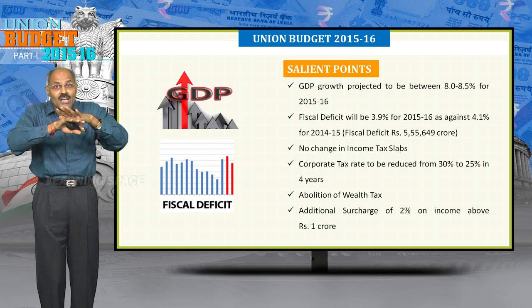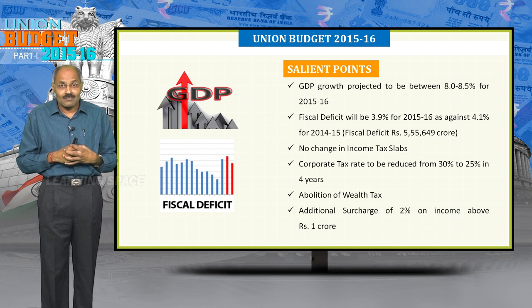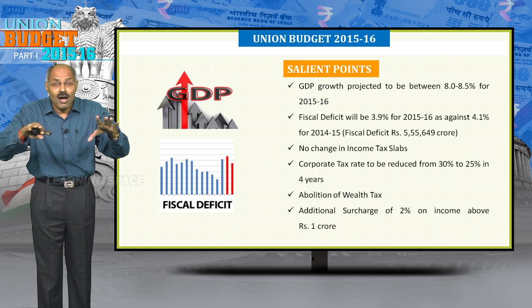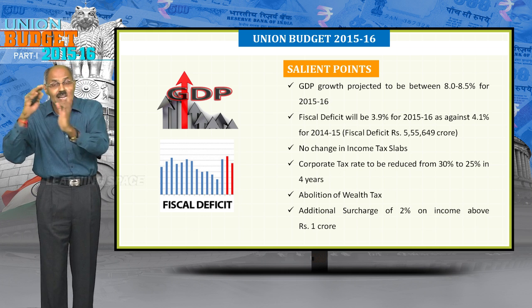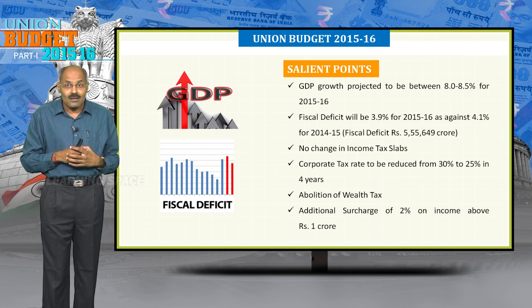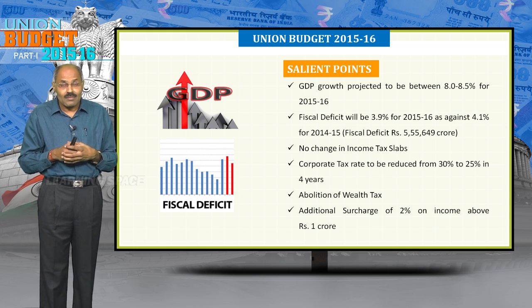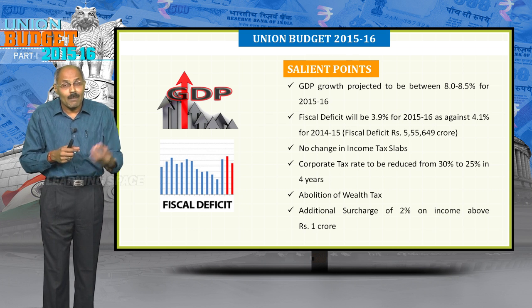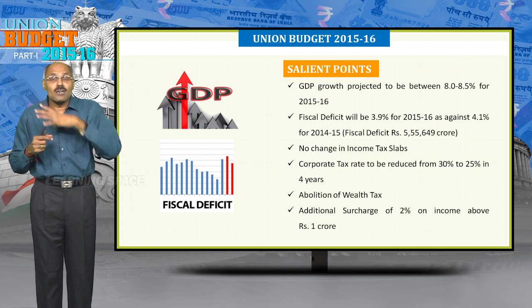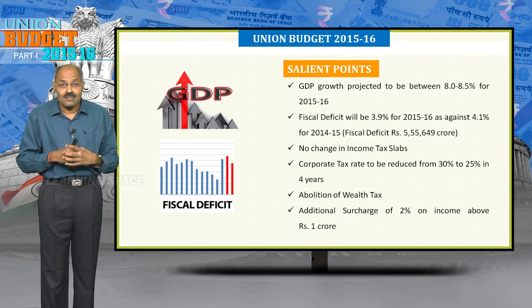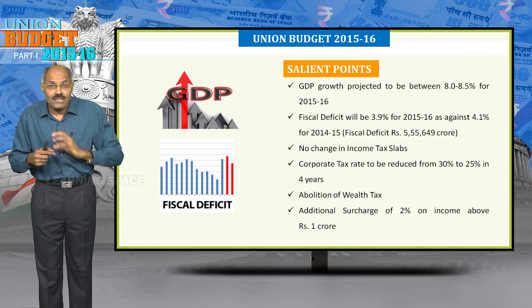Next one is no change in the income tax slabs. Income tax slabs are kept as they are. We will discuss in detail in part 2 of the budget. Corporate tax rate, at present it is 30%. For the industries, the present tax rate is 30%. It will be brought down to 25% during the next 4 years.